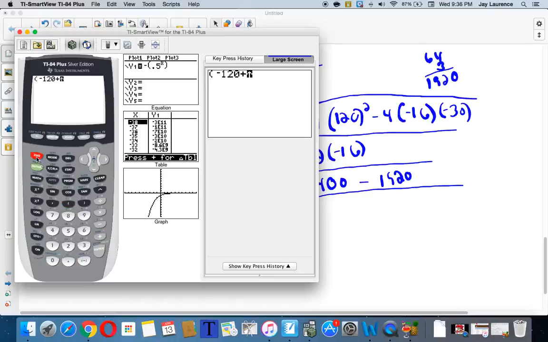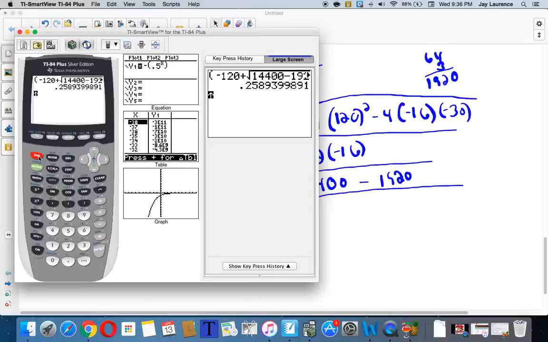plus the square root of 14,400 minus 1,920. Move out of there, close the quantity, and divide by negative 32. And there we go. So there's the first time. So in about 26 hundredths of a second, 0.26 seconds approximately.